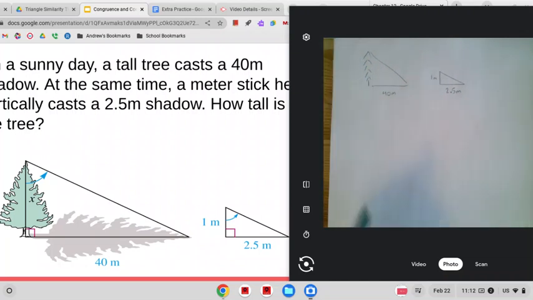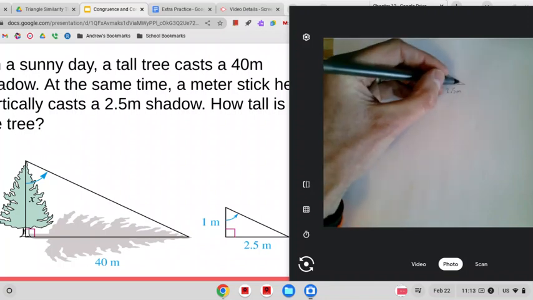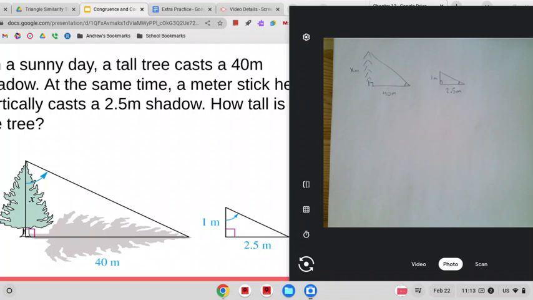Be careful of labels. These labels do match, meters to meters, and then our question is, how tall is the tree? How many meters tall is the tree? So here we go. We have two triangles, and in this situation, these are right triangles, and due to the angle of the sun being the exact same, we do have angle-angle similarity, so they are similar. And that's how we can tell, is by the angle of the sun at the same time of day.